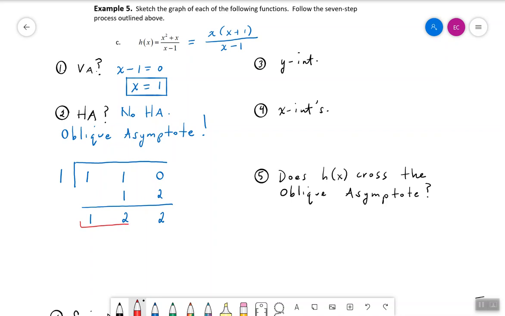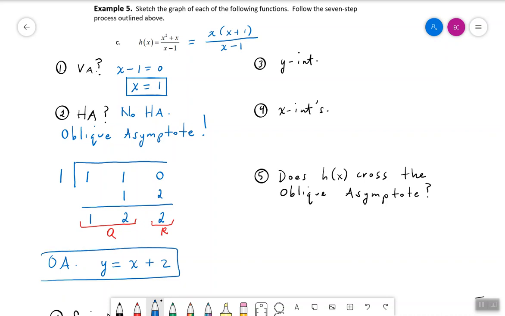And the last number there represents the remainder, and the numbers in front of it represent the quotient. And what we learned in the previous video is that the equation of the oblique asymptote, I'm going to abbreviate that OA for short, is y equals the quotient. So the quotient is 1 times x to the first power plus 2. And so there is an oblique asymptote.